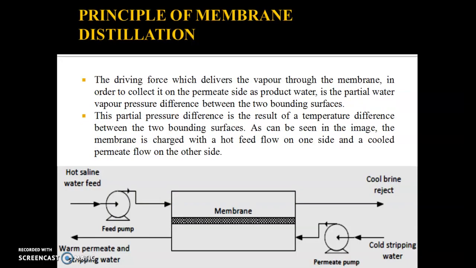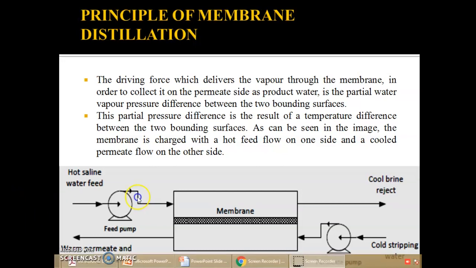Now the membrane is charged with the hot feed flow on one side and cooled permeate flow on the other side, as shown in the figure. Hot saline water feed is entering above the membrane and the cold stripping water is entering below the membrane. This is the standard setup provided in the desalination of water. The driving force delivers the vapor through the membrane in order to collect it on the permeate side as product water, right? So that is shown in the figure.